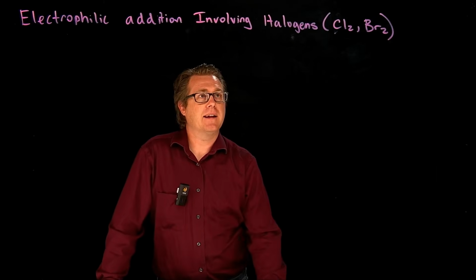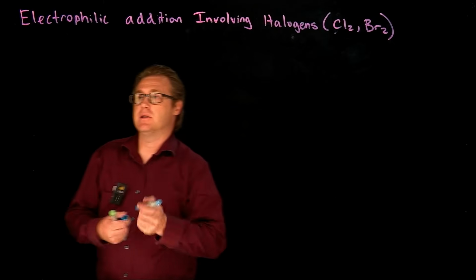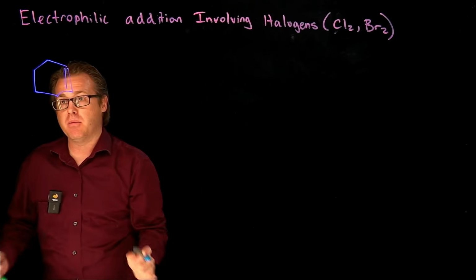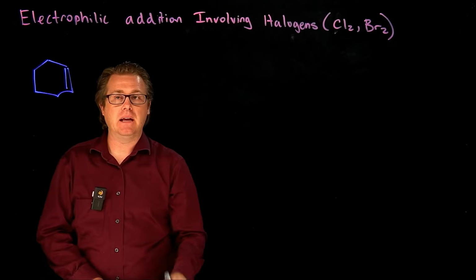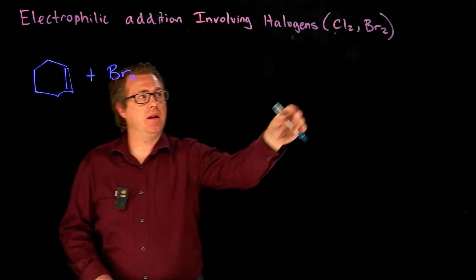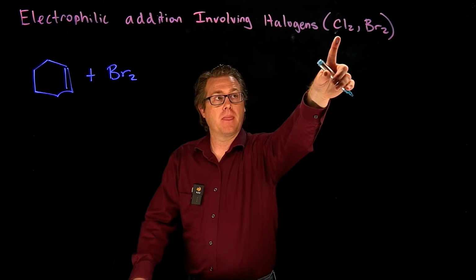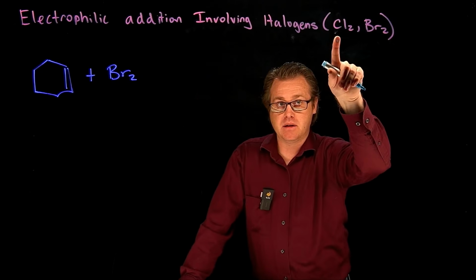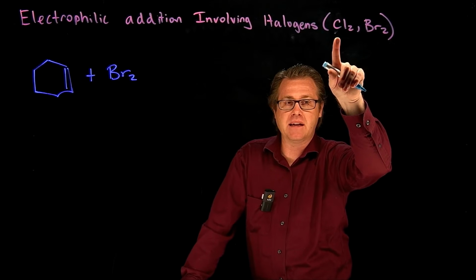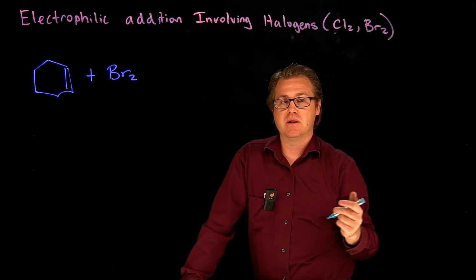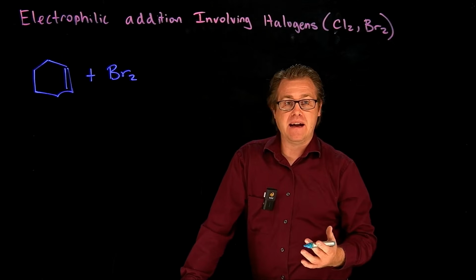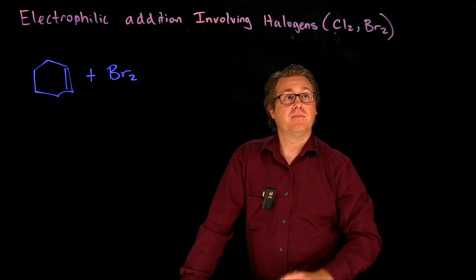Electrophilic addition reactions involving halogens. So that would consist of taking a double bond or an alkene and treating it with bromine or chlorine. The fluorine doesn't work for us because it works too well in that the reaction's explosive. So it doesn't do us any good because we can't control it.